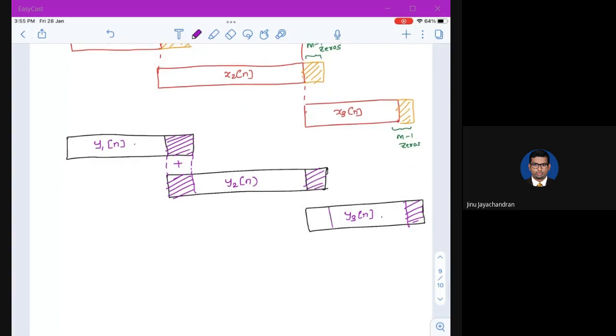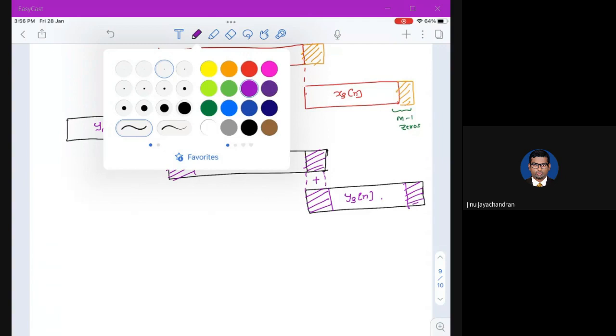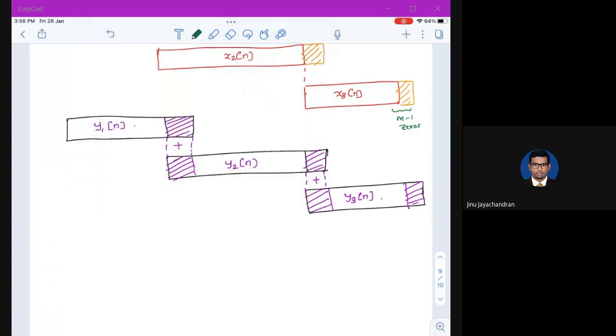Similarly, in each and every block, you take the first m minus 1 points of the current block, you add it with the last m minus 1 points of the previous block. The final output that you get here after adding is actually your final output y of n.